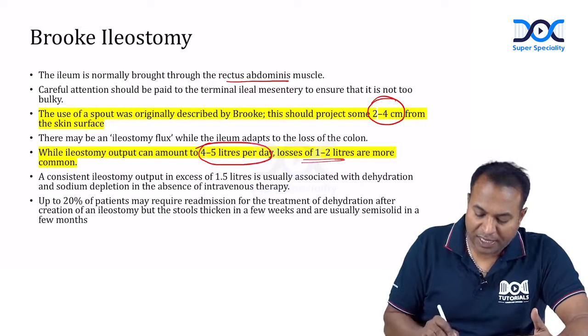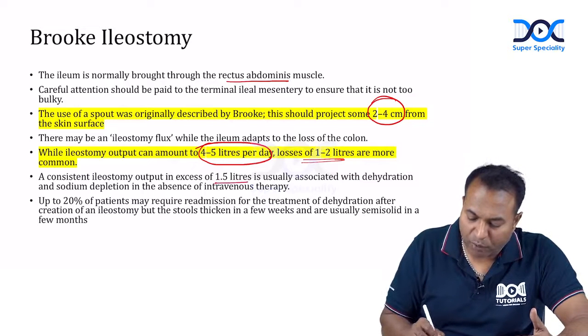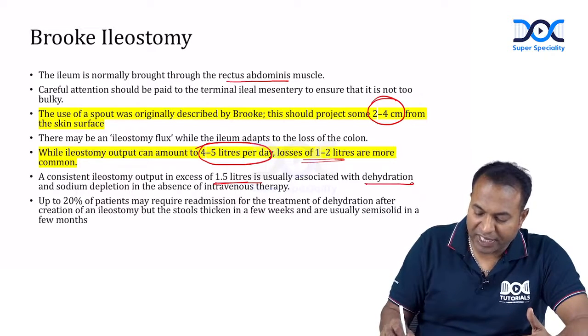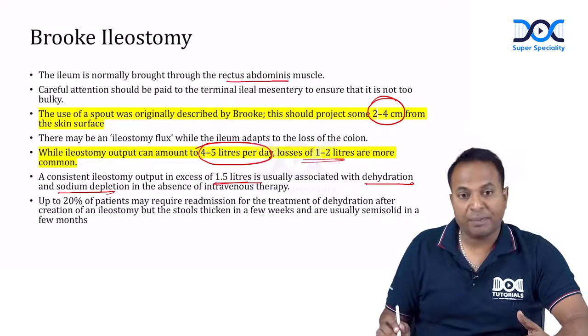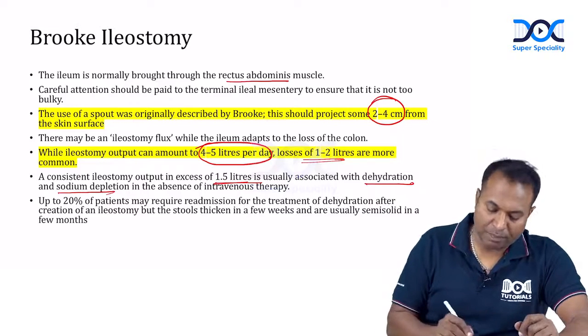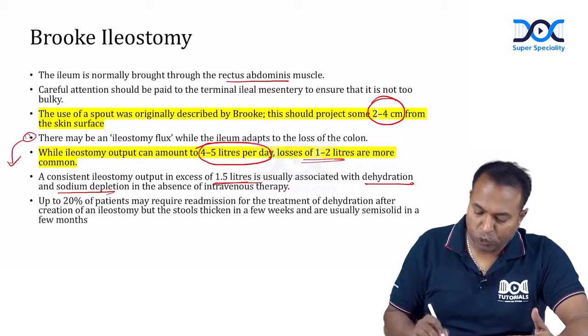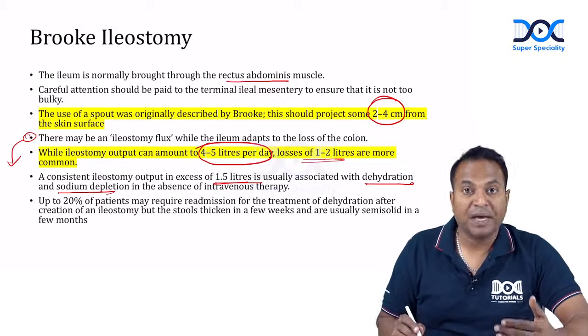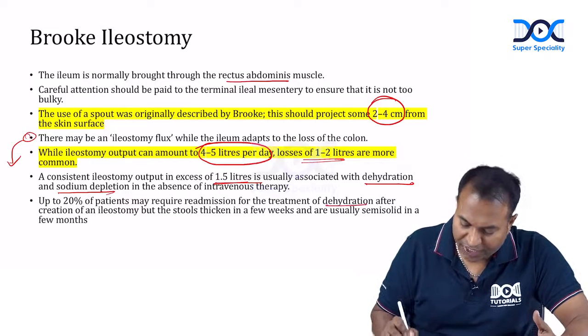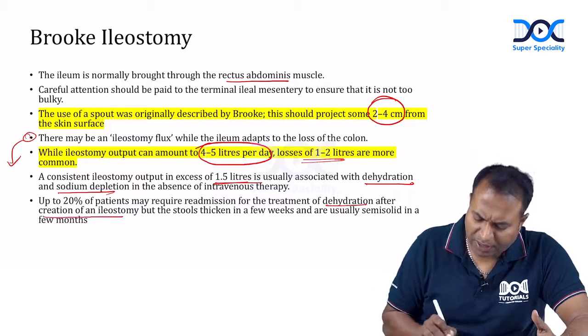A consistent ileostomy output in excess of 1.5 liters is associated with dehydration and sodium depletion in the absence of intravenous therapy. This is called ileostomy flux. Okay, it should not be too much. Up to 20% of patients may require readmission for correction of the dehydration and creation of an ileostomy.